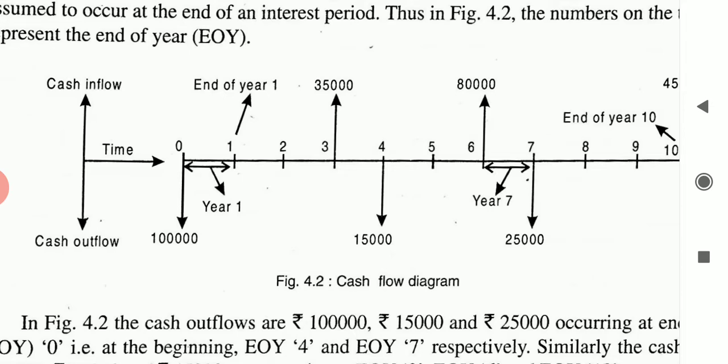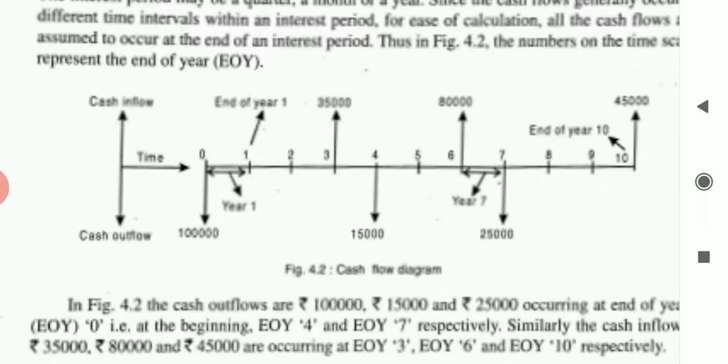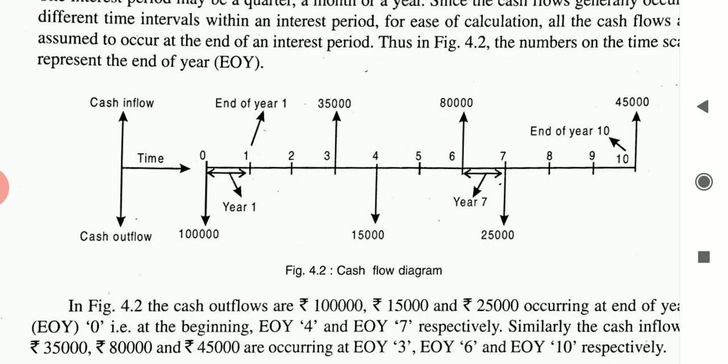Typically a cash flow diagram is like this. Generally, the cash flow diagram is indicated by vertical arrows on the time scale. First are cash outflow and cash inflow. Cash outflow is nothing but the costs or expenses. Cash inflow is nothing but the incoming. The cash outflow and inflow are represented vertically, upward and downward.